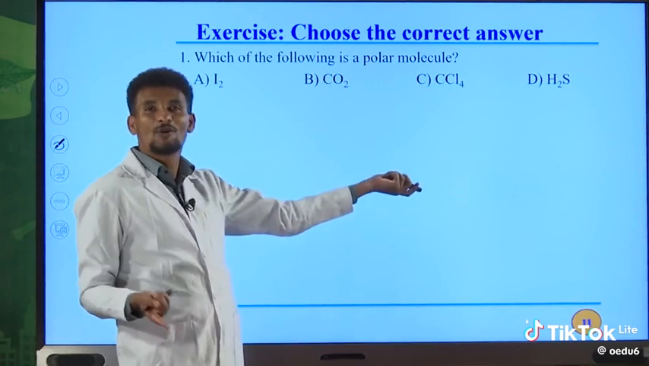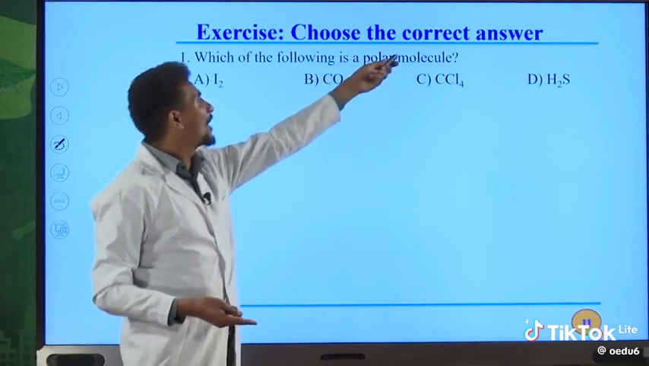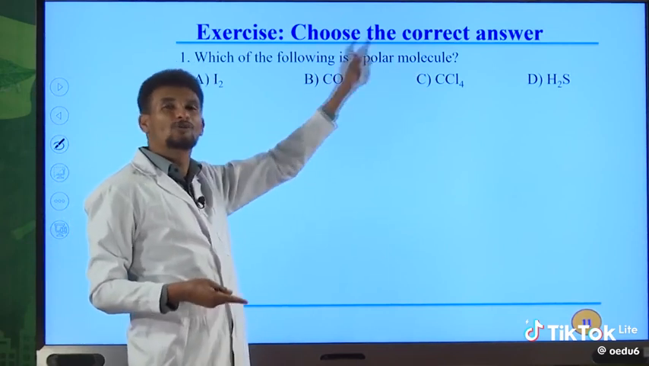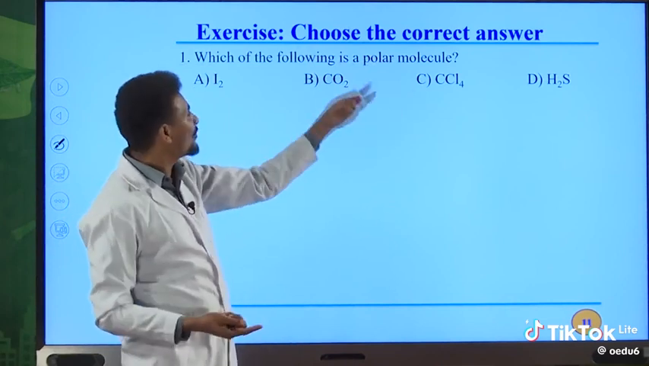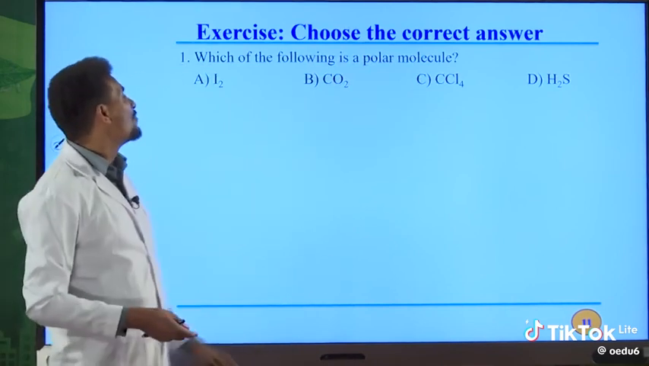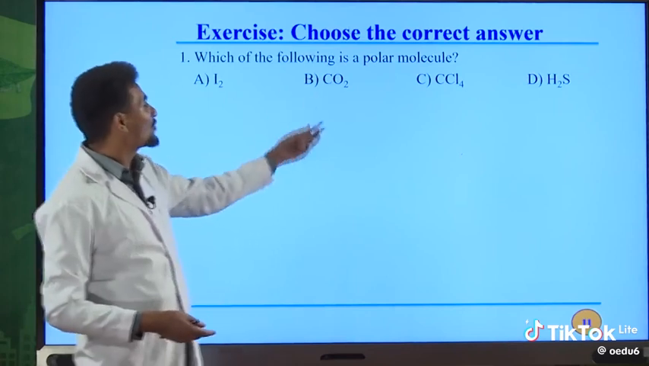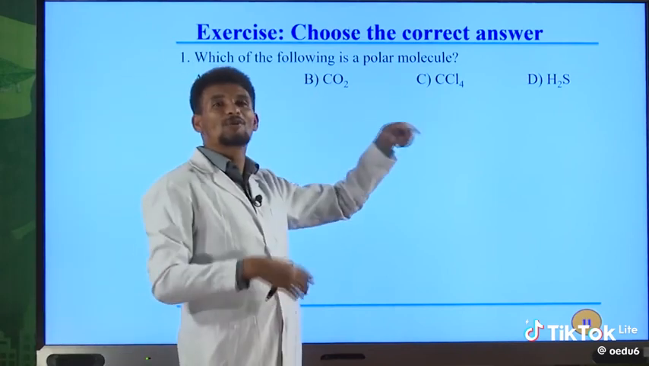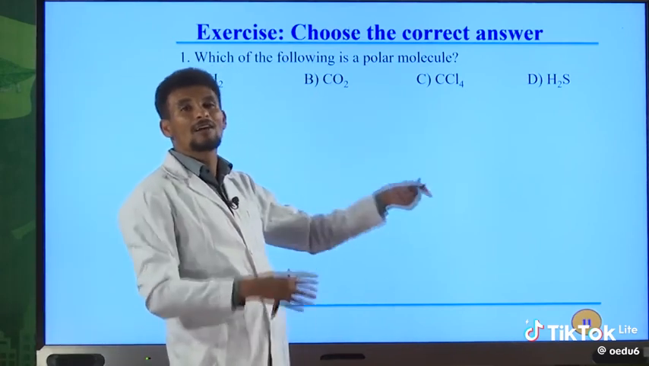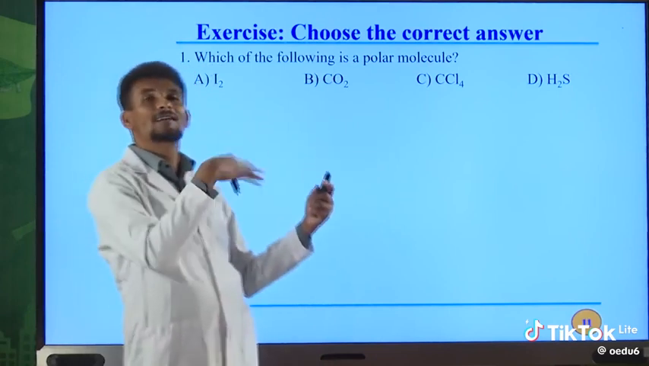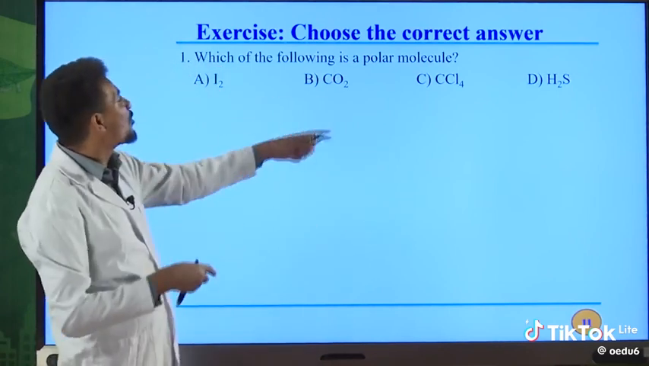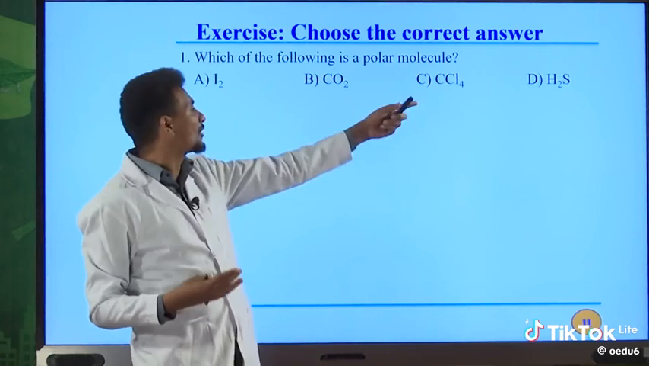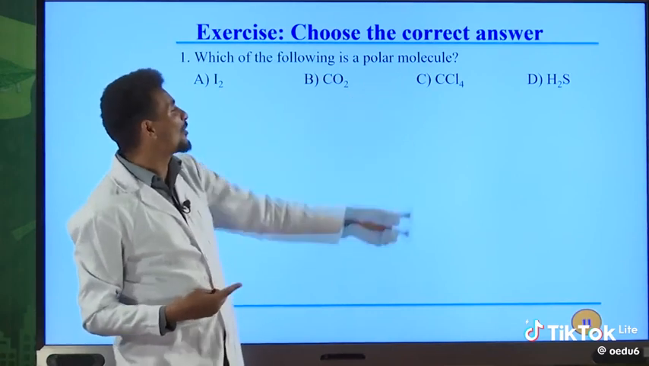Carbon dioxide is also a non-polar molecule. We are talking about the molecule, not the bond. Therefore, the molecule is non-polar. I already told you about this one. Carbon tetrachloride is also a non-polar molecule because the vectors cancel each other, and the dipole moment for carbon tetrachloride is equal to 0, so the molecule is non-polar.